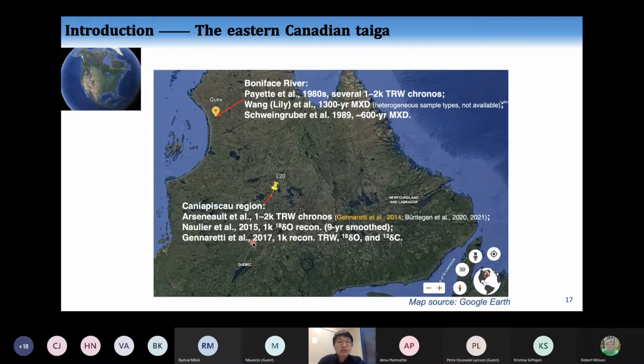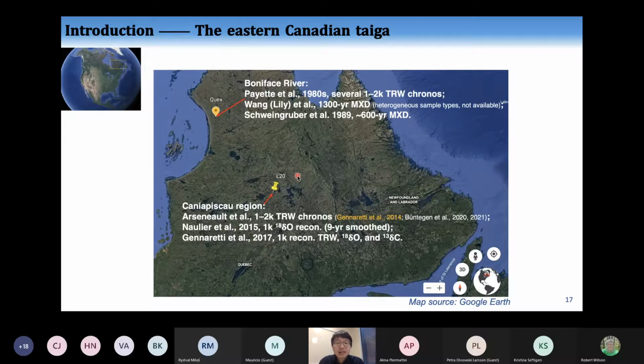And in 2017, Gennaretti integrated the ring widths and two stable isotope chronologies to develop a millennial multi-proxy reconstruction for the Eastern Canada. In fact, their reconstruction is already very good at the low frequency domain because the correlation with calibrated temperature is around 0.90, if I'm correct, at low frequencies. But they also noticed that the high frequency variability in their reconstruction is very poorly represented. So, joined with other papers, they called for the development of millennial density data for the Eastern Canada.